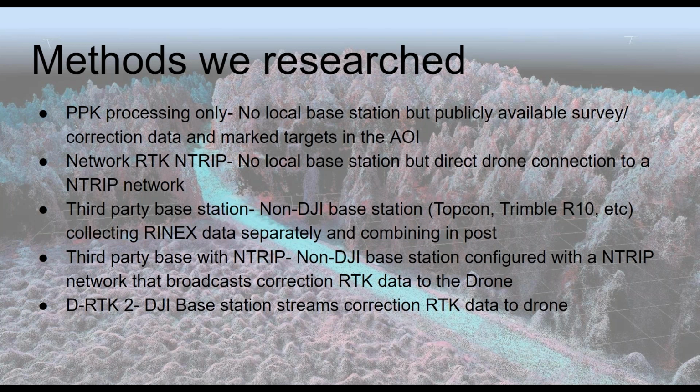Third-party base station is a non-DJI base station like a Topcon or a Trimble, collecting RINEX data separately and combining it in post. This is a different version of a PPK that everybody knows. Third-party base station with an NTRIP: rather than using the NTRIP directly with your drone, you're broadcasting it through a base station configured with an NTRIP network that broadcasts correction data directly to the drone.